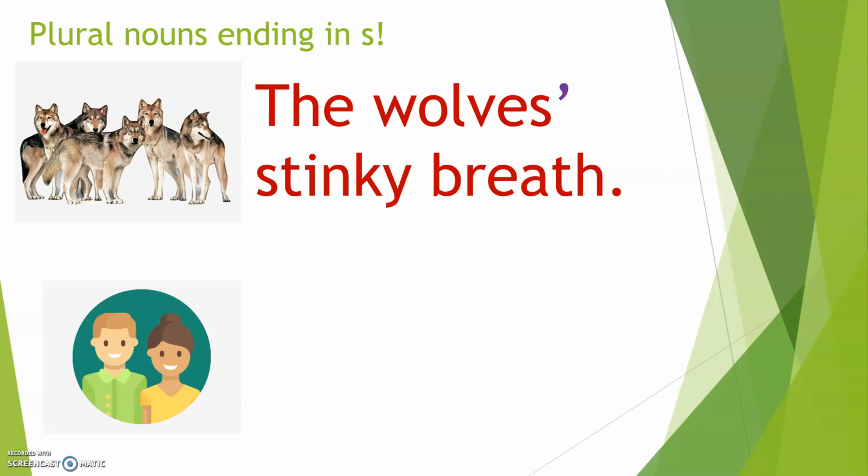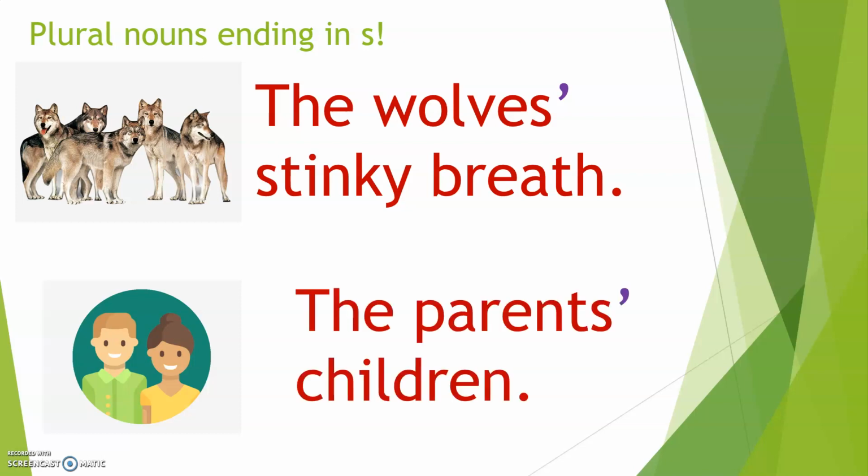So that apostrophe is telling you that the noun is plural, wolves, which is the plural of wolf, and that they own something, they own that stinky breath. They should do, it's stinky. And we just use the apostrophe rather than apostrophe S. So the next one, the parents' children. There's more than one parent, as you can see, there's two of them smiling at them. They own the children.